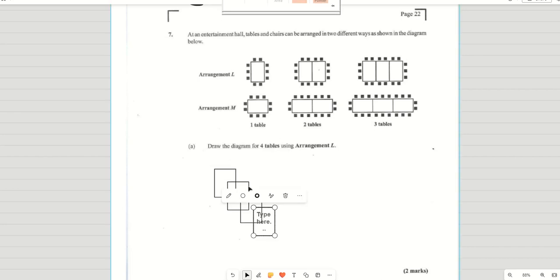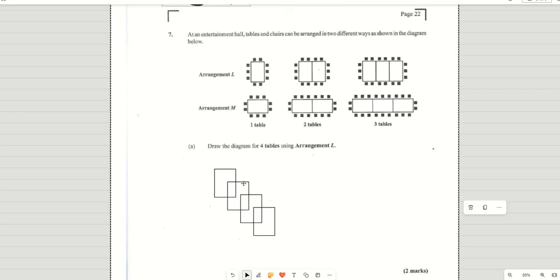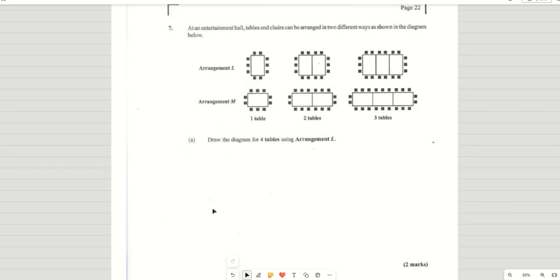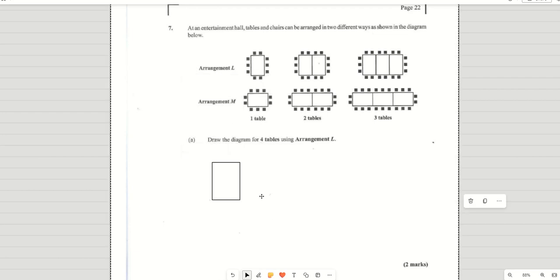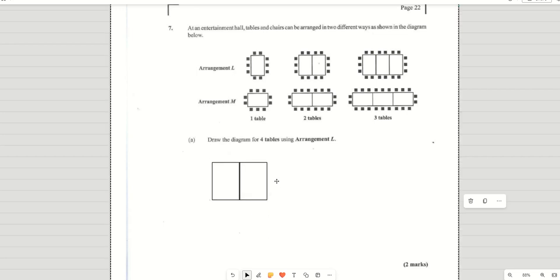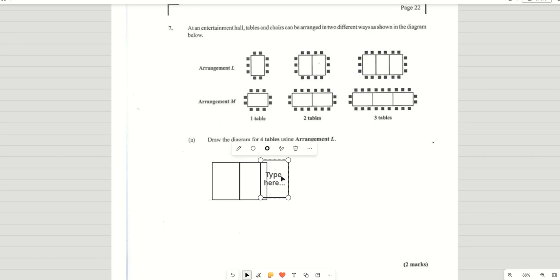so if it is 4 tables, we have to have 4 of these, right? So it has 1 here, then I'll copy this, let's put the next one here, let's just move it around, then copy again. But we know that it should have 4 of these tables.